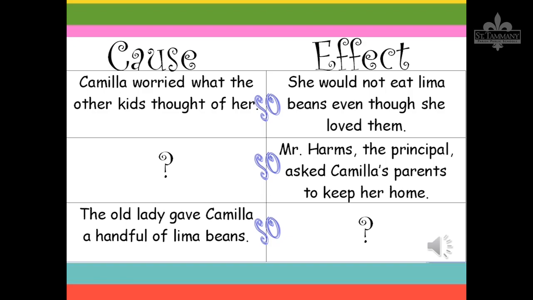Camilla worried what the other kids thought of her, so she would not eat lima beans even though she loved them. The next two events, we either left the cause or the effect blank, shown by a question mark. Can you find the missing information? Parents, your students can go back and look at the video again and go back to the text to see what the cause or the effect was for each one of the events.